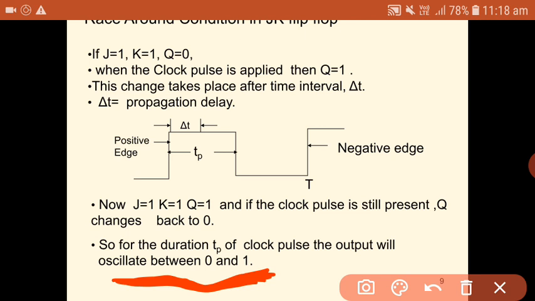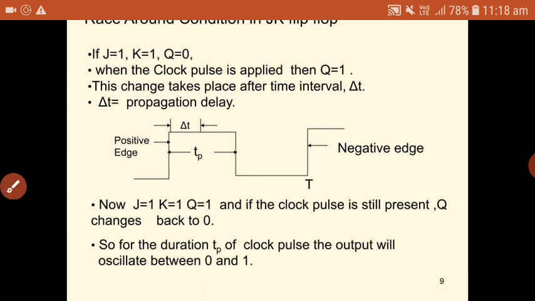Toggling the output of a JK flip-flop more than once in a single clock pulse is called the race around problem. So this can be avoided.